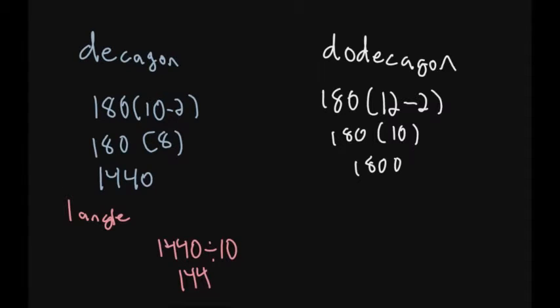If we did it with the dodecagon, that would be 1800 divided by 12. Let's work that out real quick. 1800 divided by 12 equals 150. So if you need to find one angle measure, you just take whatever you got for the sum of the angles and divide it by how many sides you had.